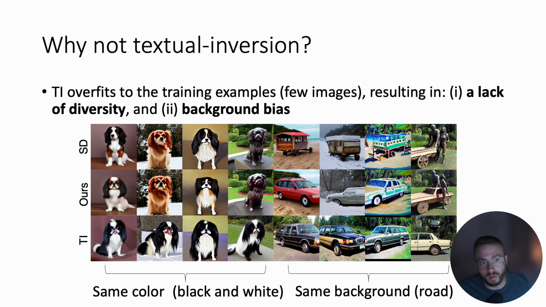Another question is why you can't use textual inversion. In textual inversion, one can take a few images to learn a concept. Let's say you take a few images from the class. What we find is that textual inversion very quickly learns biases on the concept. Let's say that the concept we are trying to learn only has black and white coloring, or that the background of the concept must be a road. With our method, it only changes the objects and it's less prone to those kinds of biases.